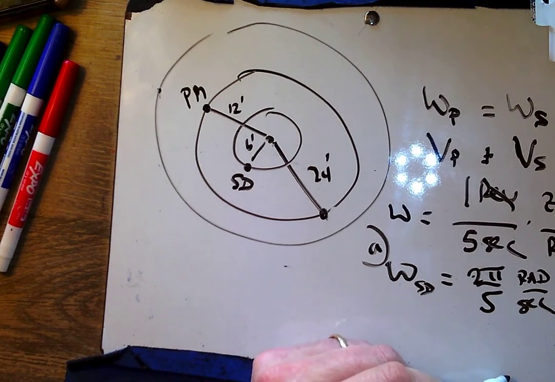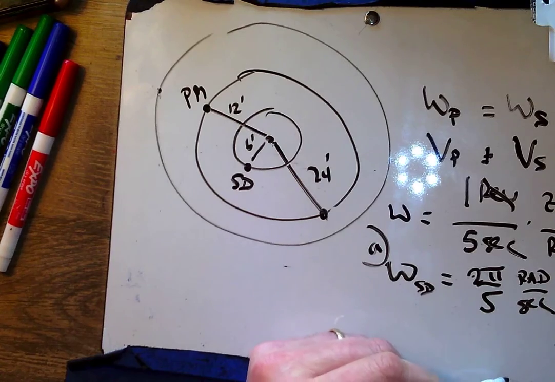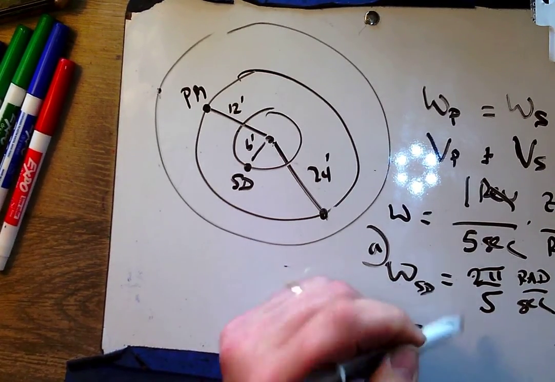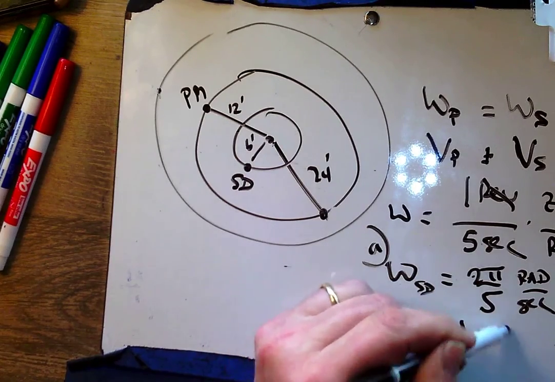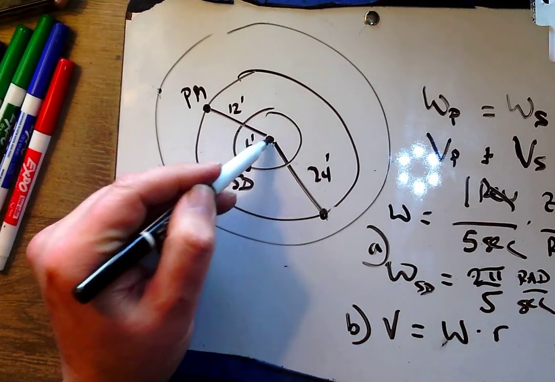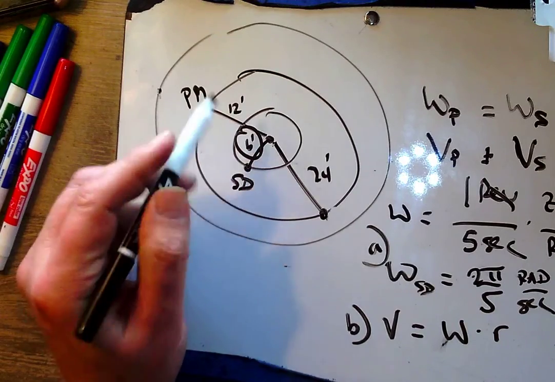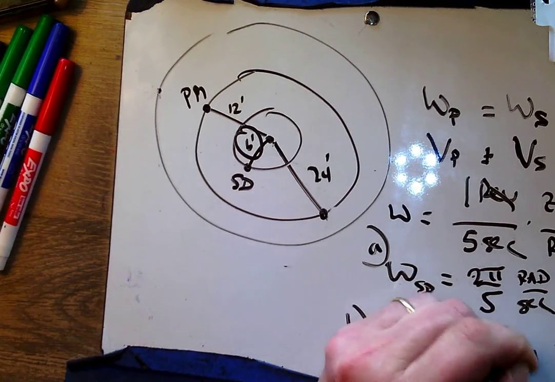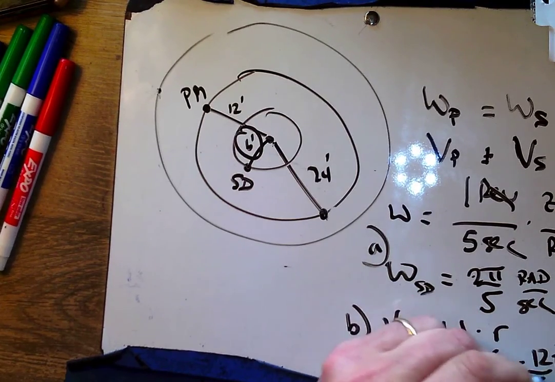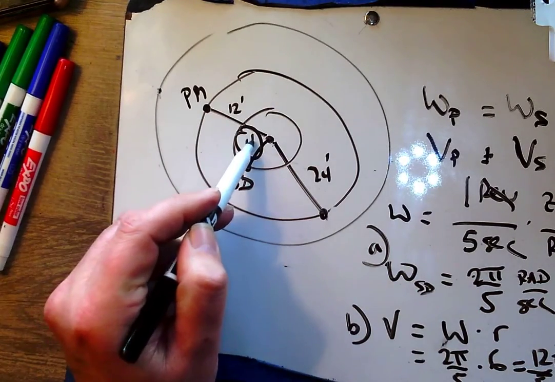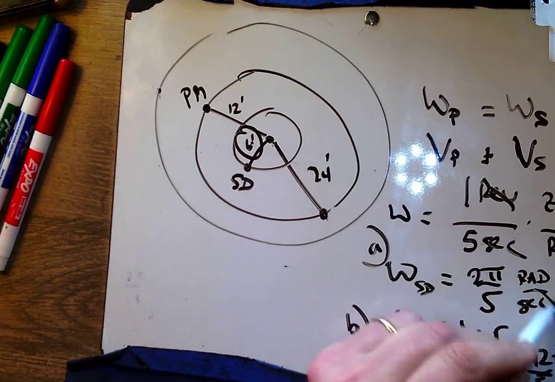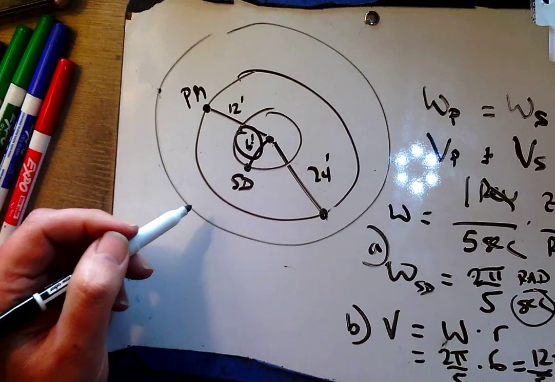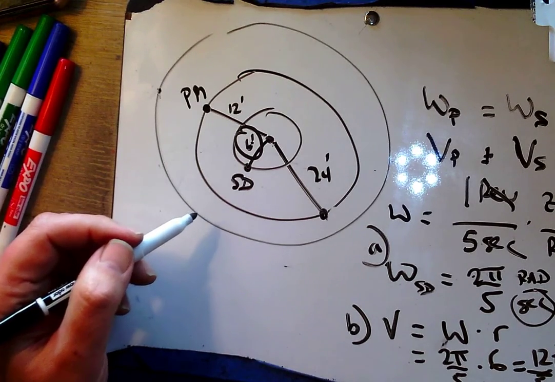Okay, part B. Part B says find the linear velocity. Well, I know that linear velocity is angular velocity times radius. And for the slithering sea dragon, the radius is 6. So I'm going to have 2 pi over 5 times 6, or 12 pi over 5. And my units, see those units there? Feet per second.